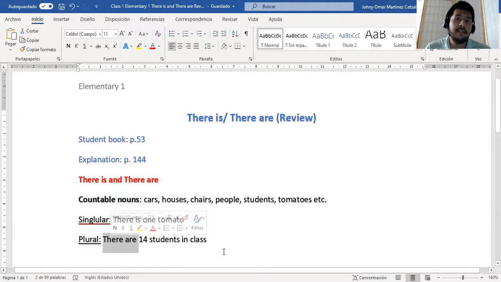It's also translated as hay. There is and there are is hay. But because of grammar, we use there are with plural. In our classroom, there are 14 students, okay? There are 3 houses, there are many chairs, there are a lot of chairs, etc., okay?